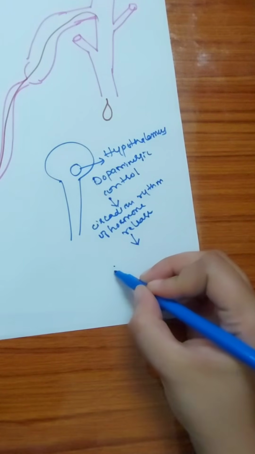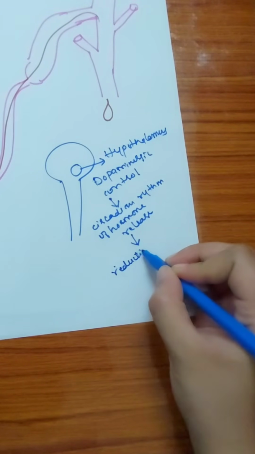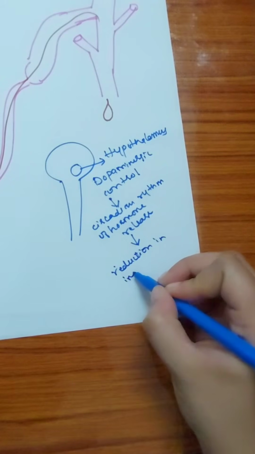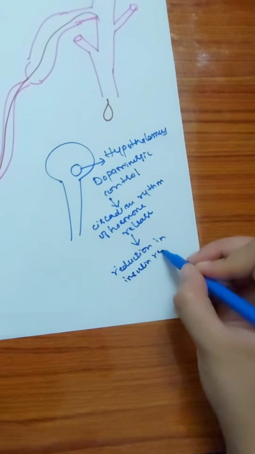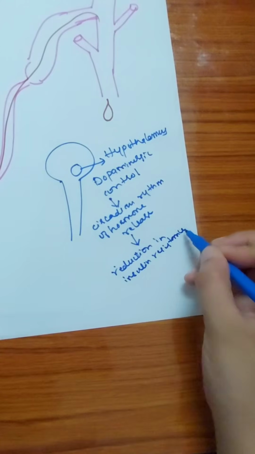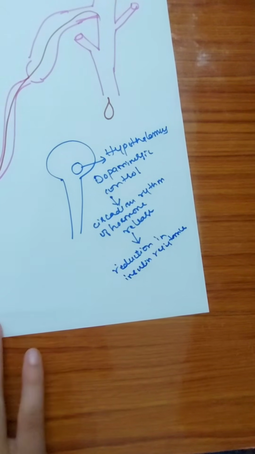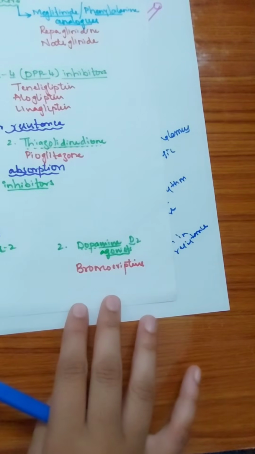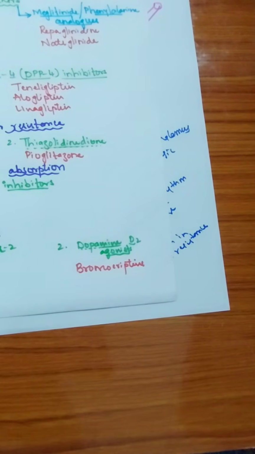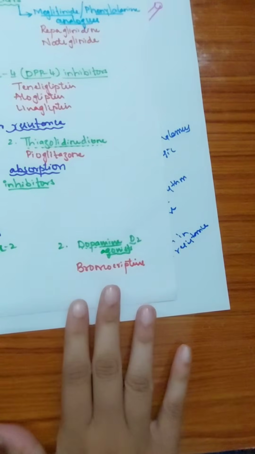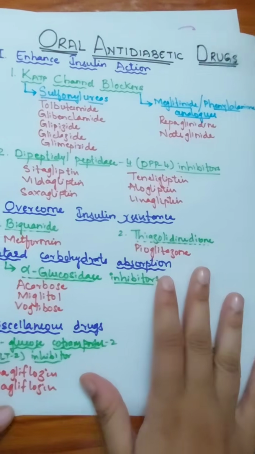Okay, it will cause a reduction in insulin resistance for various tissues like skeletal muscle and adipose tissue. Means there will be increased insulin sensitivity over here. Okay, so this is a simple mechanism of action of bromocriptine. And bromocriptine cannot be used alone. So usually it is given in combination with metformin or any other sulfonylureas. Okay, so this is all about your oral anti-diabetic drugs.